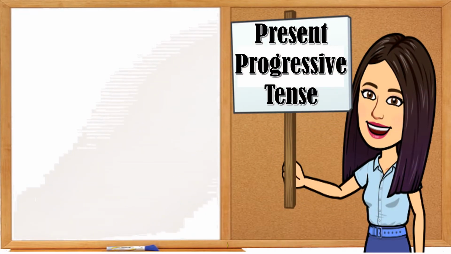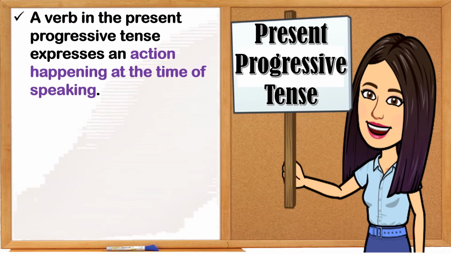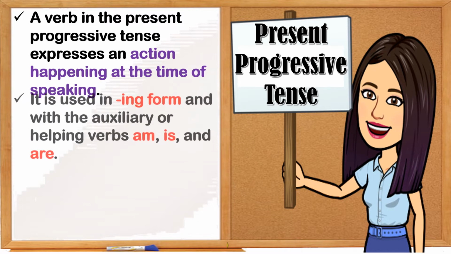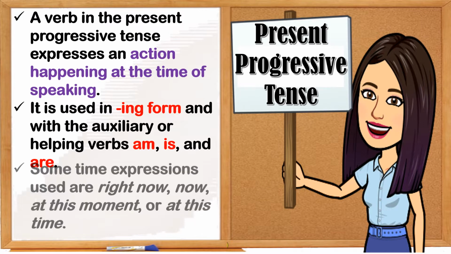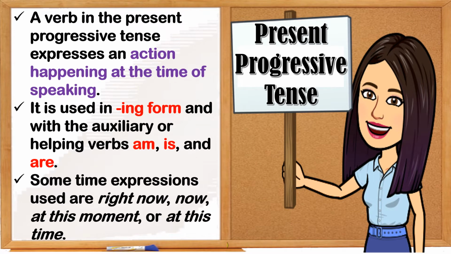Present progressive tense. A verb in the present progressive tense expresses an action happening at the time of speaking. It is used in ing form and with the auxiliary or helping verbs am, is, and are. Some time expressions used are right now, now, at this moment, or at this time.